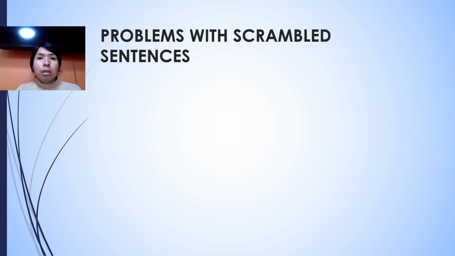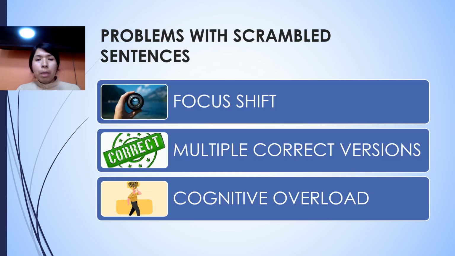Also, the problems with the scrambled sentence are, first, focus shifts. Maybe some students struggle with grammar and they spend more time on grammar rather than focusing their attention on vocabulary, as I planned before. Second, multiple correct versions. Students can create correct sentences but with a different order. And cognitive overload. There are a lot of words in one sentence, so maybe students get confused and overwhelmed.